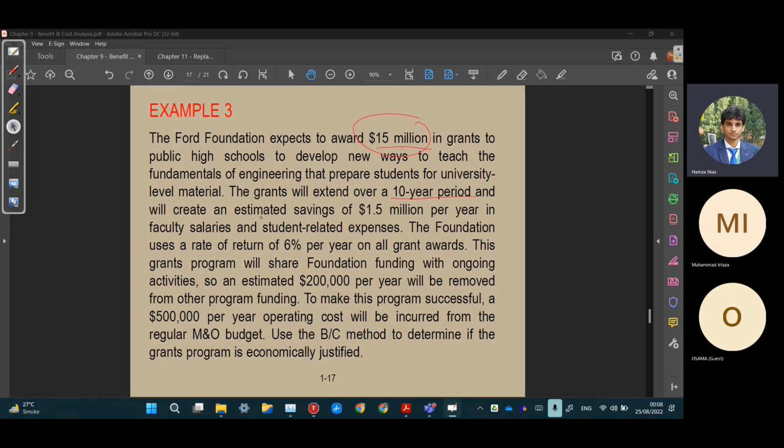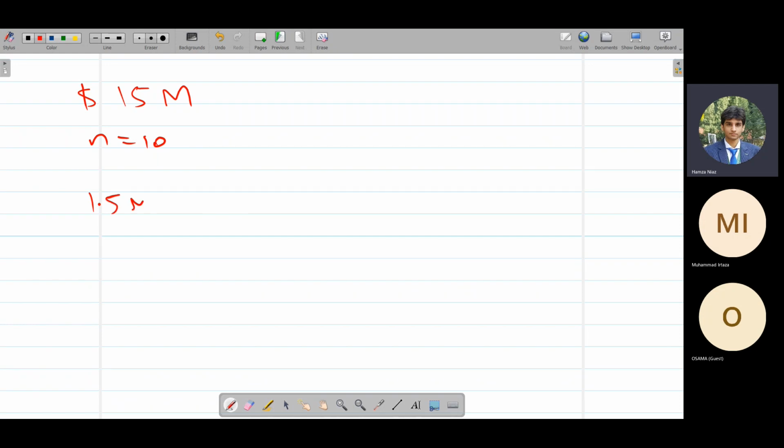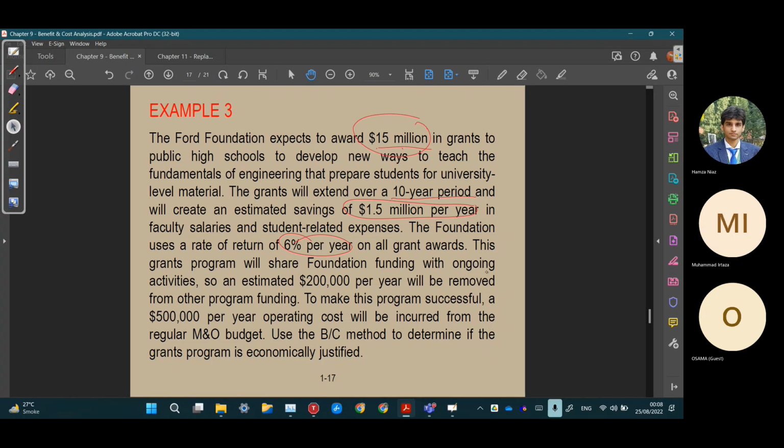It will create an estimated saving of 1.5 million per year. So they are saying that the benefits would be 1.5 million per year. These are benefits. Saving, this is saving, so this is benefit. The foundation interest rate is 6%, and it is estimated 2 lakhs would be removed from other program funding. So what is this 200,000?